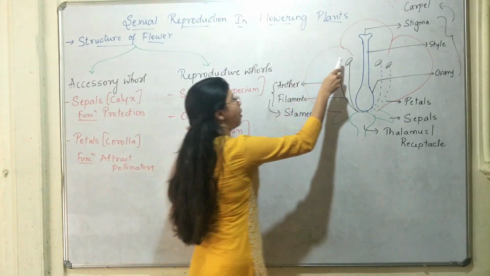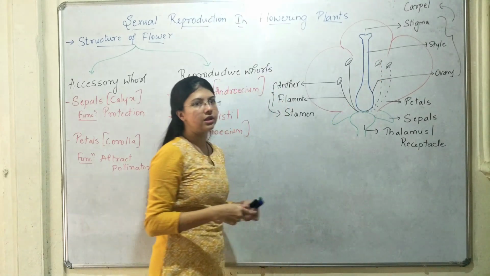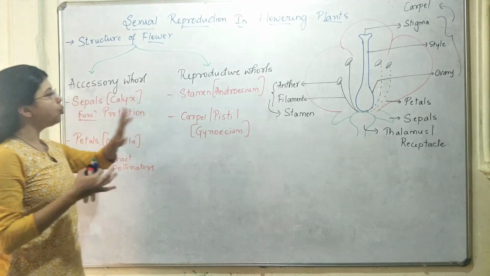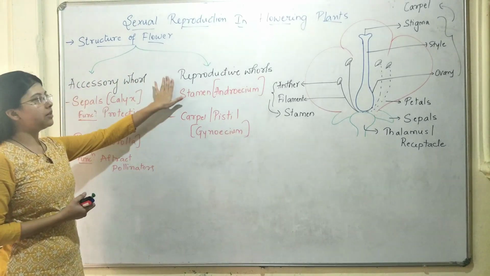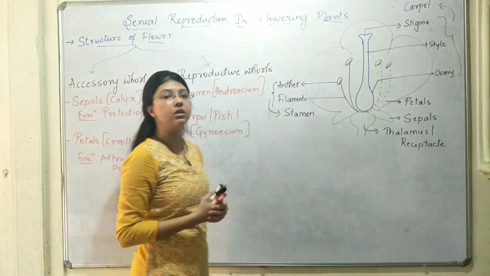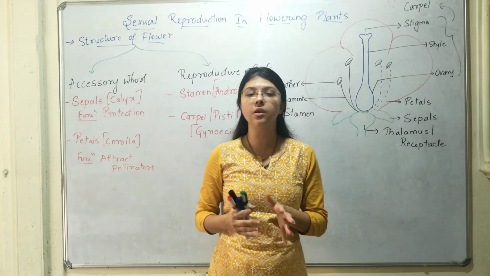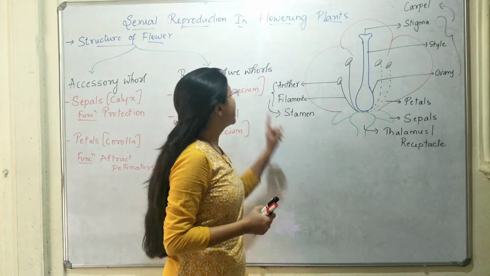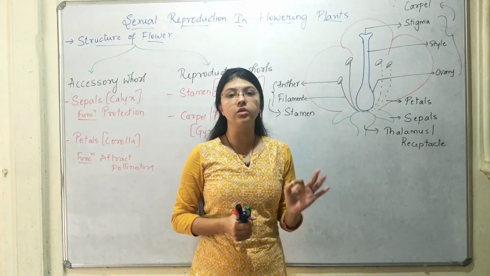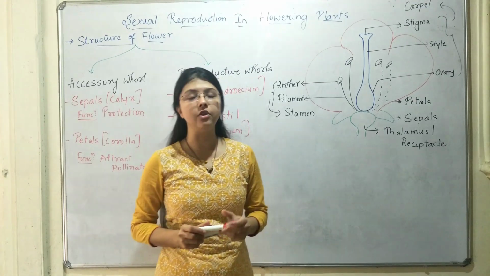Now the male gamete, from the anther, will be transferred to the stigma, and then the process of fertilization can take place. So you need to remember that there are two whorls of a flower, the accessory whorls and the reproductive whorls. Why are accessory whorls called accessory or non-essential whorls? Because they are not directly involved in the process of reproduction. Whereas the reproductive whorls are called essential whorls because they are directly involved in the process of reproduction.